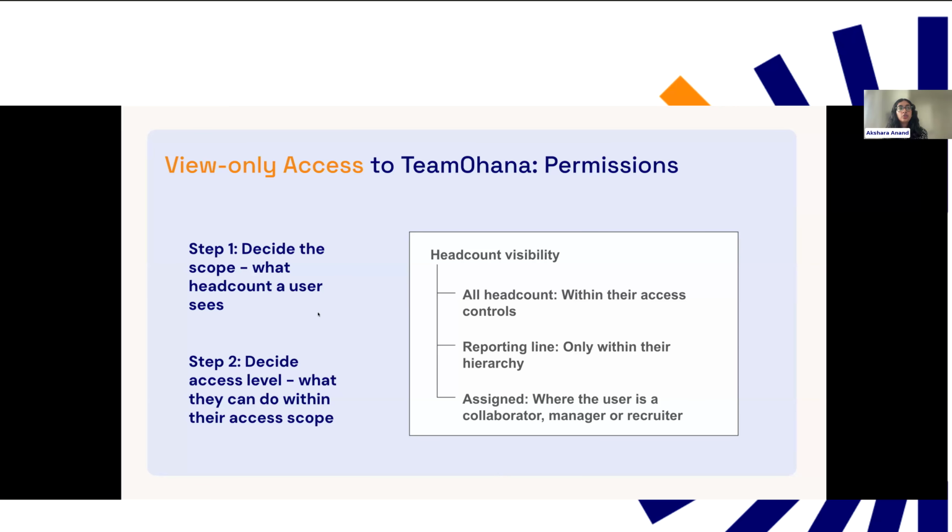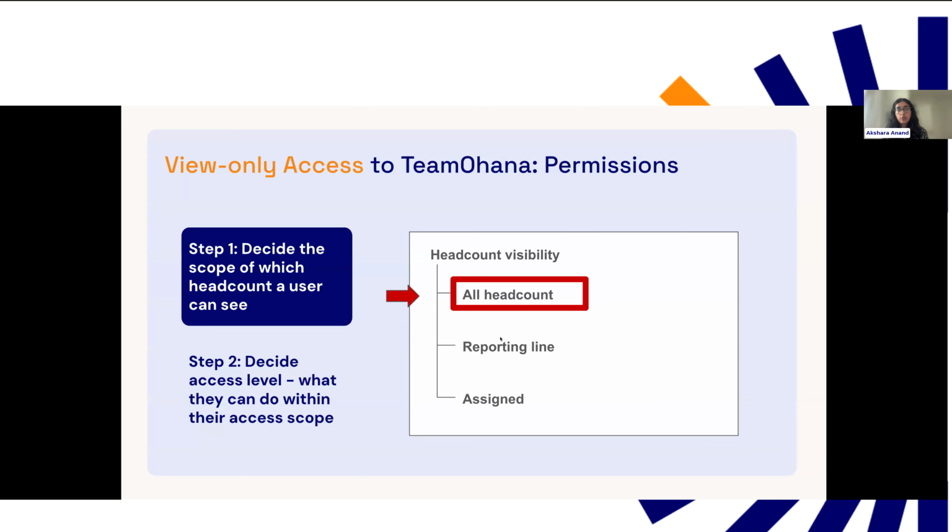So step one is for the admin to decide which level of access, or which headcount, the user sees. Let's just say I'm selecting all headcount. So I'm, say, giving access to a department leader to see all headcount within that department. And once I've decided that, the next step is to decide the access level, what they can do within that access scope.